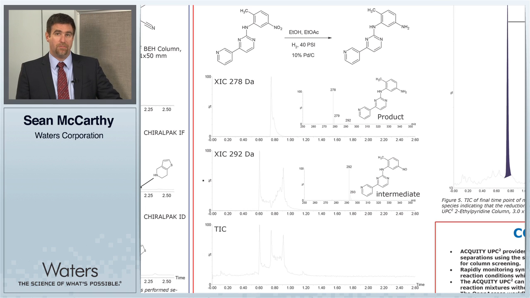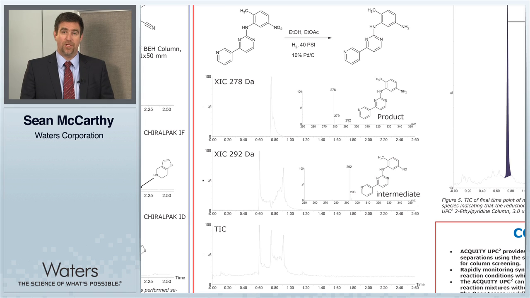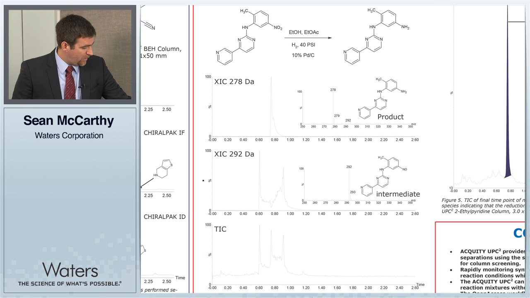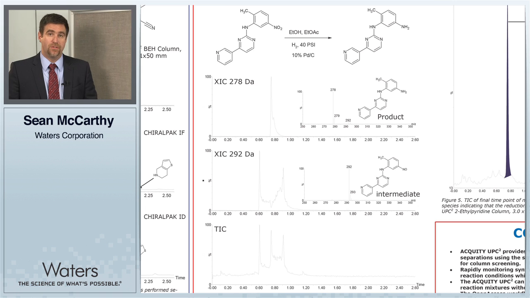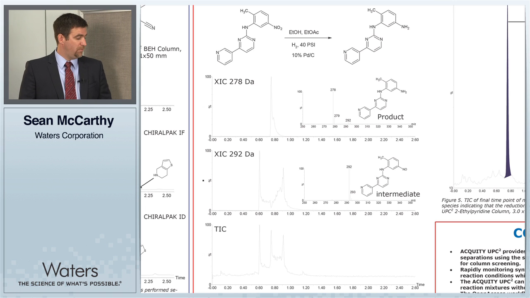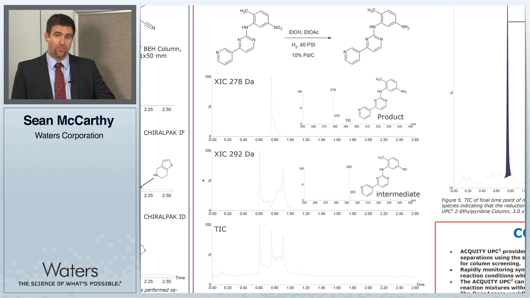In this particular example, this is a reduction of a nitro group to the corresponding amine. During the analysis of this reaction, we found evidence for two different intermediates, both of which were being converted into the final product. You can see very clearly that we can confirm each of those species using mass spectrometry coupled with the UPC squared, and we're able to track the reaction progress.